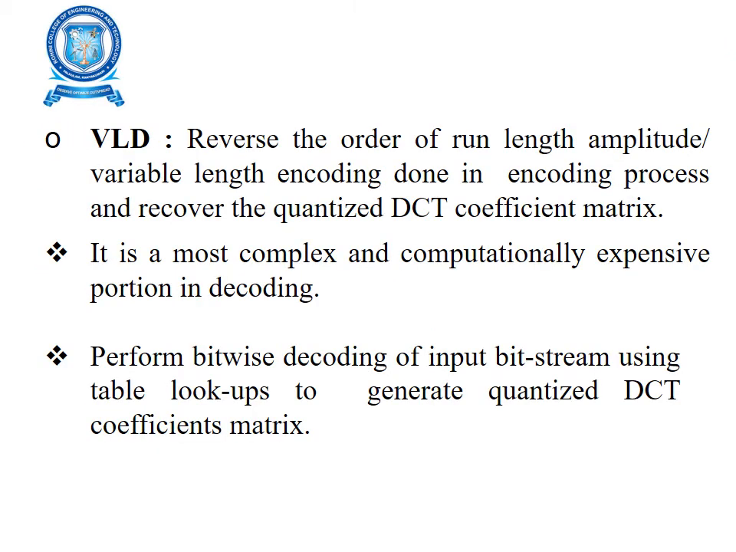So next thing is the VLD. This is nothing but the reverse of the run length amplitude or variable length encoding done in the encoding process, and it can be recovered to obtain the quantized DCT coefficient matrix. This method is mostly complex and computationally expensive when used in the decoding portion, and it performs a bitwise decoding of the input bit stream using table lookups to generate the quantized DCT coefficient matrix.